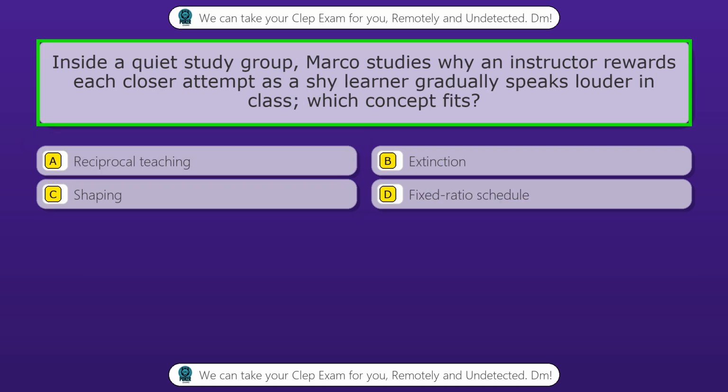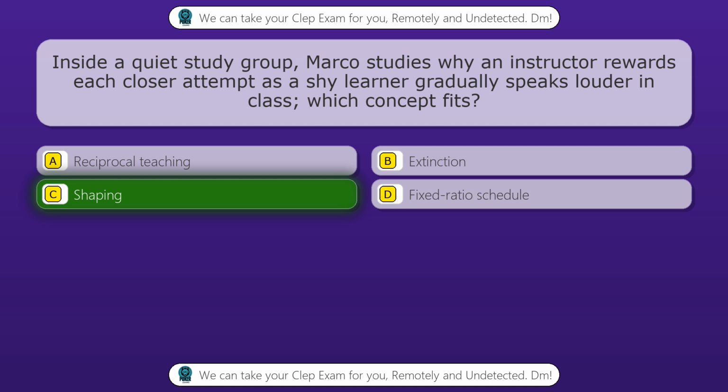Question 5. Inside a quiet study group, Marco studies why an instructor rewards each closer attempt as a shy learner gradually speaks louder in class. Which concept fits? Option A, reciprocal teaching. Option B, extinction. Option C, shaping. Option D, fixed ratio schedule. The correct answer is option C, shaping.